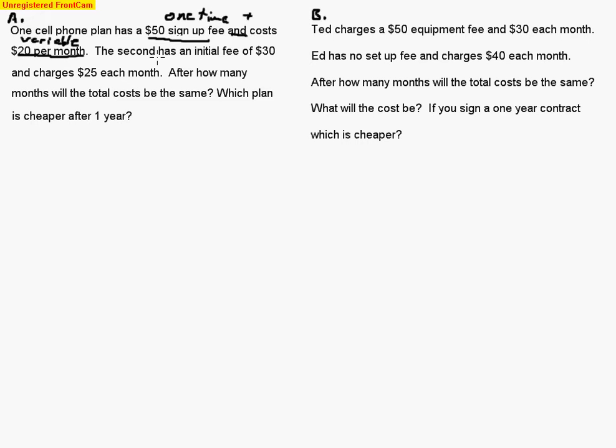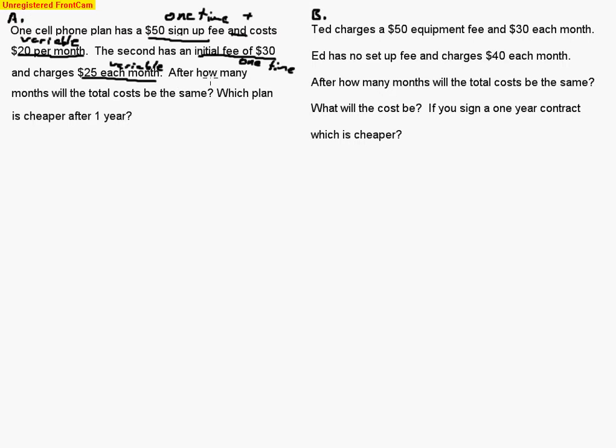Over here it says this is the second cell phone company, has an initial fee. Initial means a one-time. So this is just a one-time fee. We start at that point. But then they end up charging more per month. So this is our variable amount. It depends on the number of months that we're going to end up using this product for.